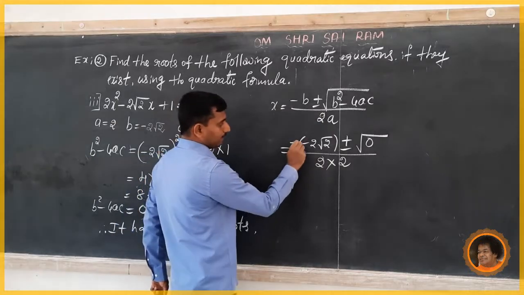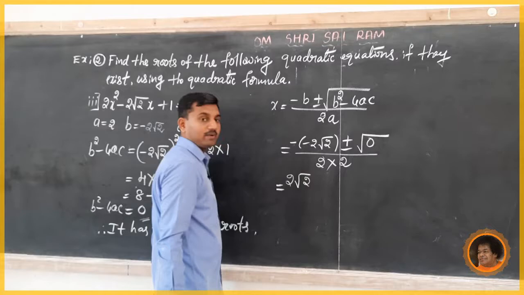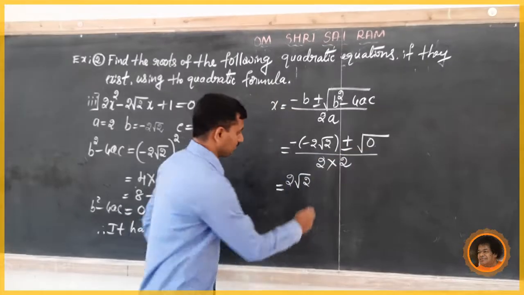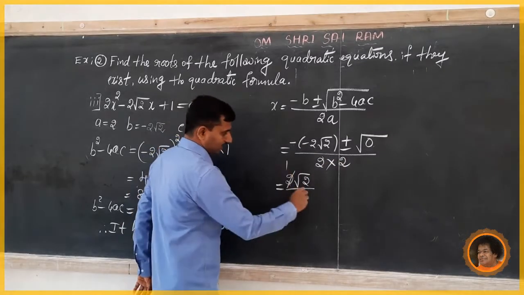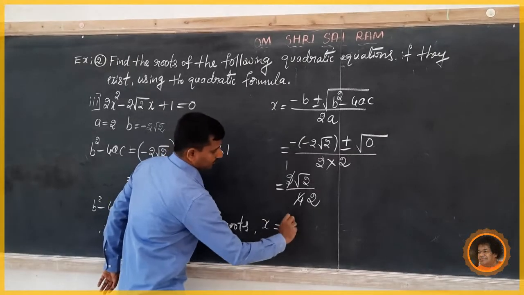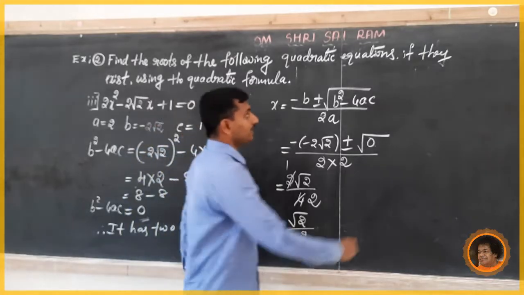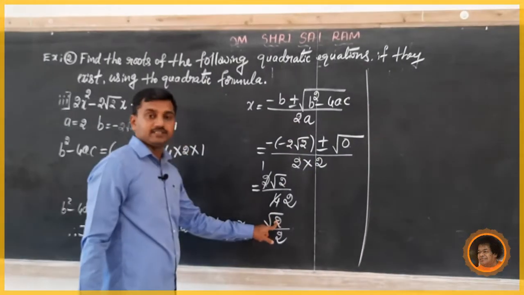Now simplify: minus of minus, plus 2 root 2, plus or minus, what is the square root of 0? Square root of 0 is 0. So divided by 2 into 2, 4. So equal to x equal to root 2 divided by 2. Root 2 divided by 2. Now rationalize the numerator.